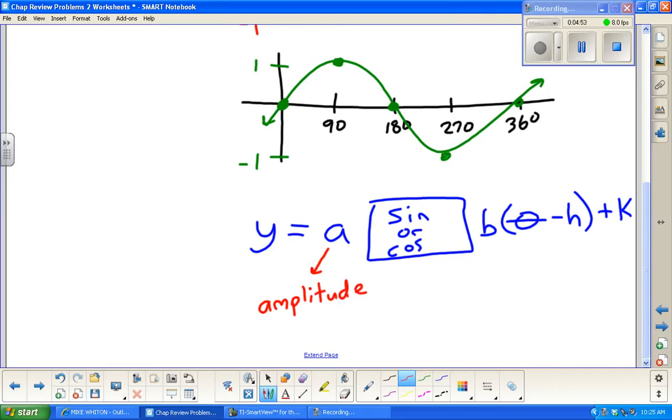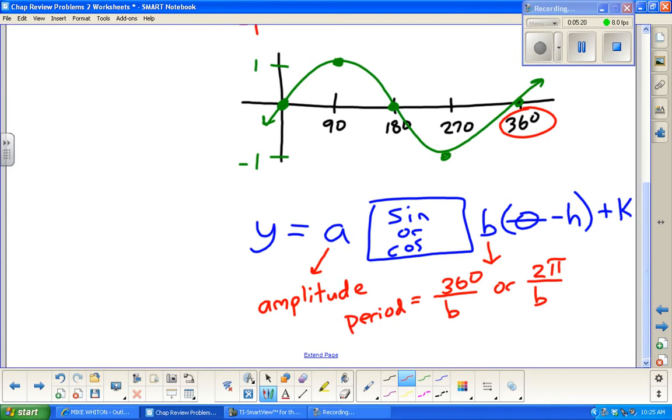Okay, so that'll just make the graph taller. The b will change the period, and in these original ones the period was 360. If there's a b value there, you just have to take the 360 and divide it by that. Or if you're in radians, 360 is the same as 2 pi radians, and pretty much all the word problems are going to be in radians, so we're going to use 2 pi. And again, this will give you the new period. Okay, so we'll do that.